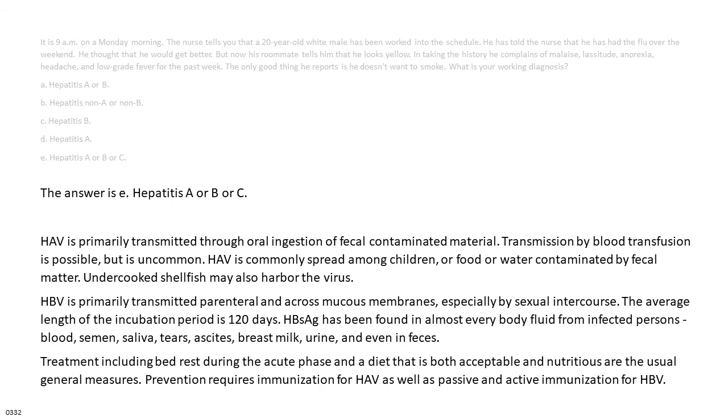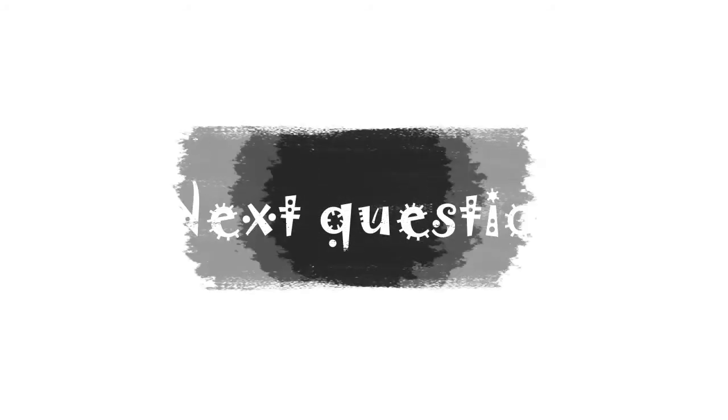HBV is primarily transmitted parenterally and across mucous membranes, especially by sexual intercourse. The average length of the incubation period is 120 days. HBsAg has been found in almost every body fluid from infected persons: blood, semen, saliva, tears, ascites, breast milk, urine, and even in feces. Treatment including bed rest during the acute phase and a diet that is both acceptable and nutritious are the usual general measures. Prevention requires immunization for HAV as well as passive and active immunization for HBV.